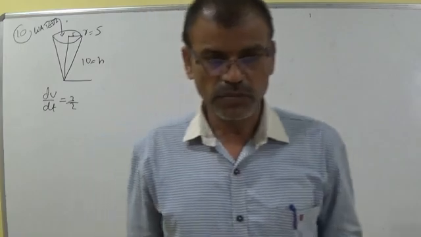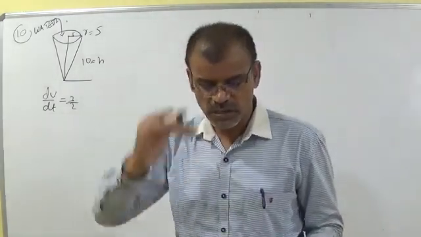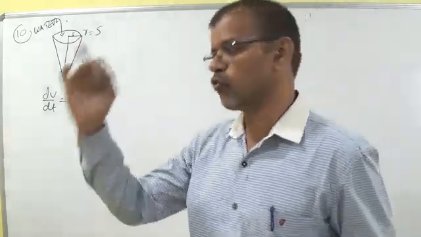dV by dt equal to 3/2 cubic meters per minute. The rate at which the level of water increases when the depth is 4 meters.